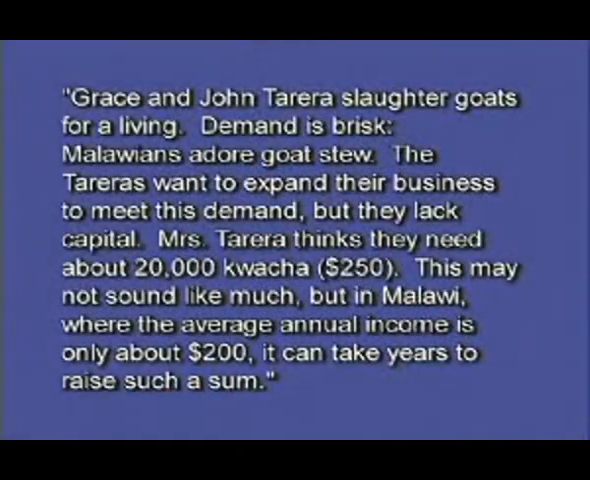Here's the story. Grace and John Terrera slaughter goats for a living. Demand is brisk. Malawians adore goat stew. The Terreras want to expand their business to meet this demand, but they lack capital. Mrs. Terrera thinks they need about 20,000 kwacha, about $250. This may not sound like much, but in Malawi, where the average annual income is only about $200, it could take years to raise such a sum.